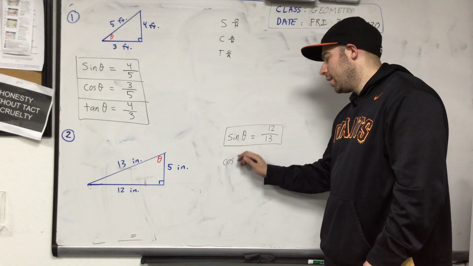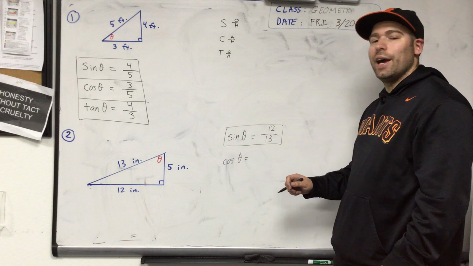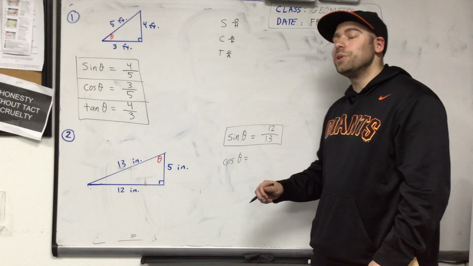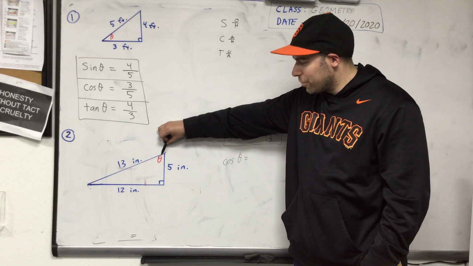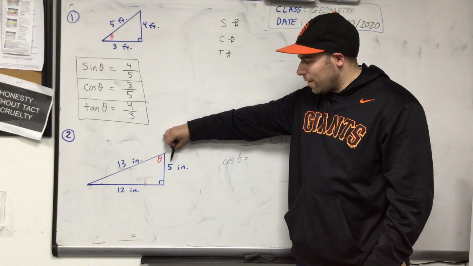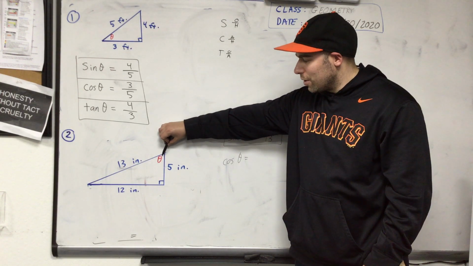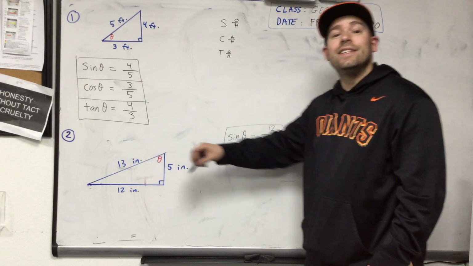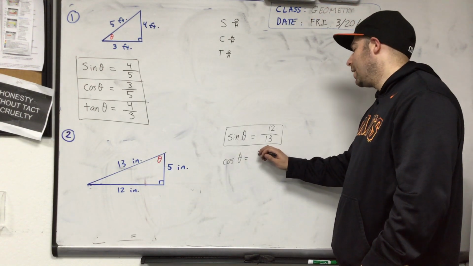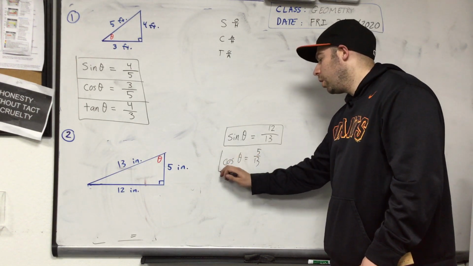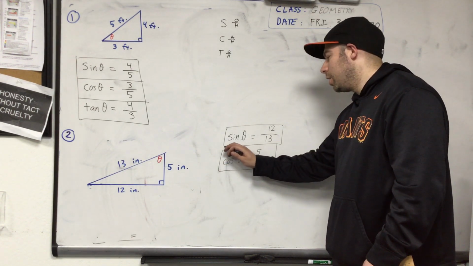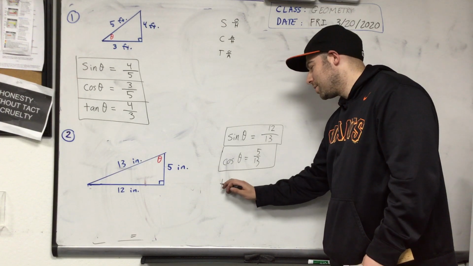The cosine of angle theta is the adjacent side of angle theta to its hypotenuse. So what is the side that is adjacent to angle theta? That would be 5. 5 is adjacent to angle theta, and 13 is the hypotenuse. So 5/13, we've got soh, we've got cah, and now we're going to do toa, tangent.